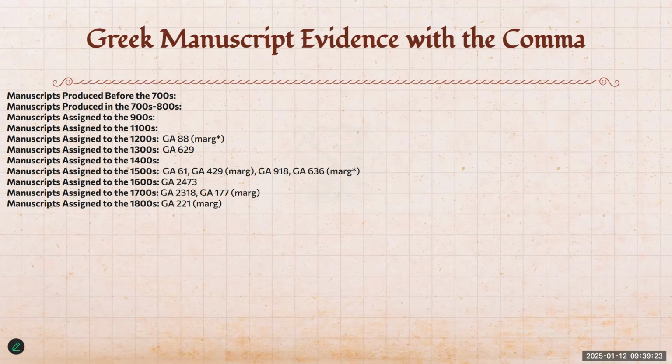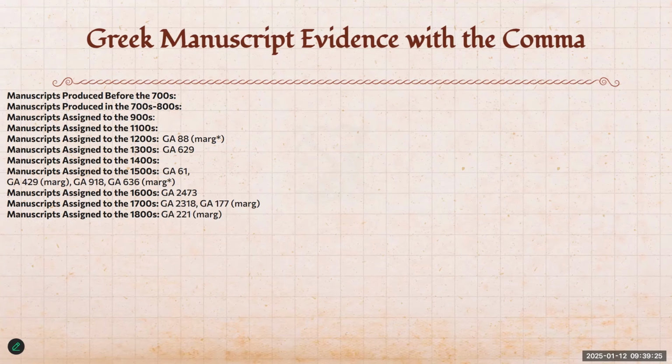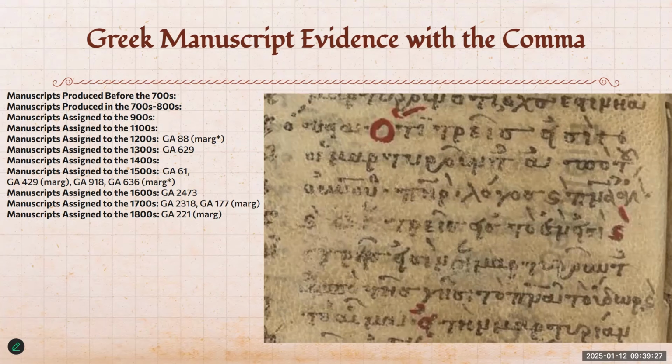GA629 is, okay, I don't have it up here for you. Here we go. This is GA629. And it is the earliest Greek manuscript for the comma, dated to the 1300s. It's in the Vatican Library.